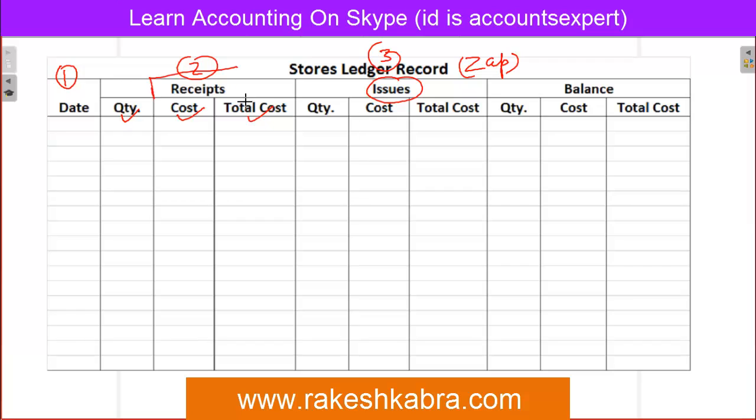In the column for receipts we will record all the purchases of JAP, and in the issue column we will record all the sales of that JAP. And in the balance column, we will maintain the record of balance of JAP date wise, that on which date how much JAP is still lying in the business. So that we will get to know from which column? From the column for balance. So this is the format of the store ledger record.